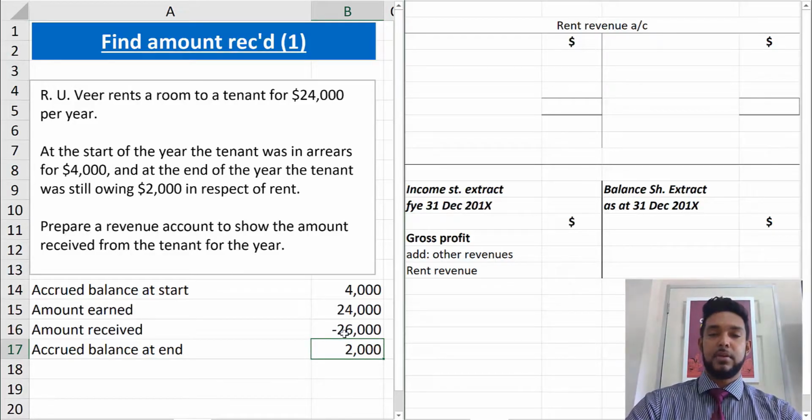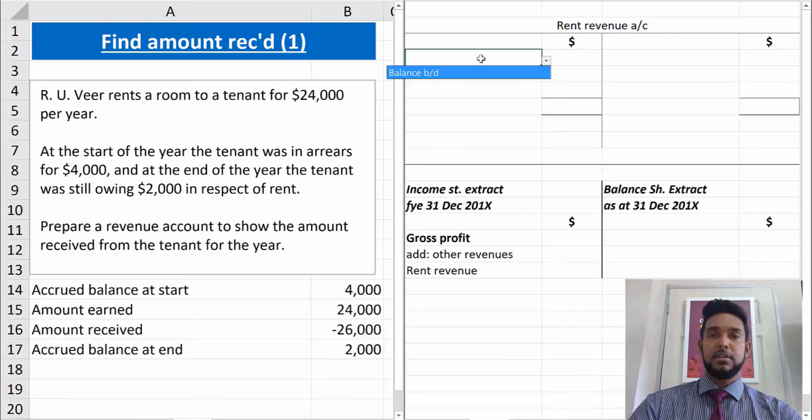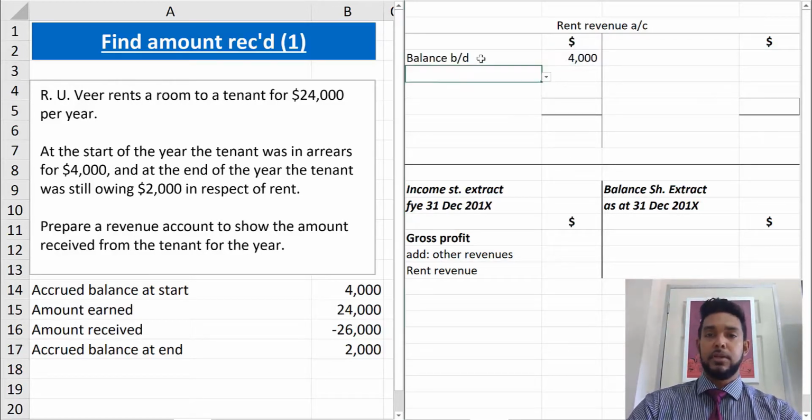So if we take that figure out there and we add it back up, we get $2,000 accrued at end. So let's put some stuff inside of it. So accrued balance at start is $4,000.